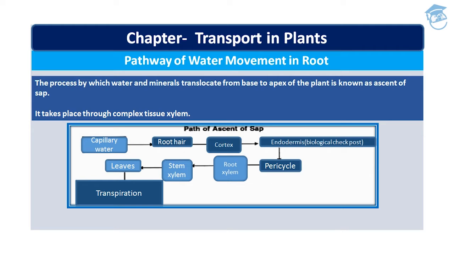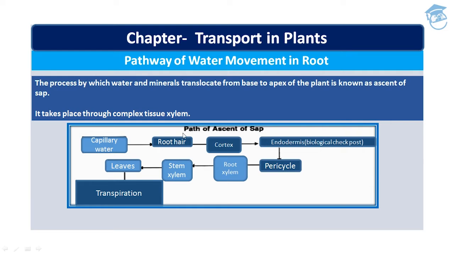Now, pericycle is what? Pericycle, students, is a thin layer of plant tissue between the endodermis and the phloem. Phloem is what? Phloem is a conducting tissue just like xylem, but it translocates food material from the leaf to the various parts of a plant body. So from the endodermis it reaches the pericycle. I'm talking about the ascent of sap, that means water and mineral that translocate from the base to the apex of a plant, and that process is called ascent of sap.